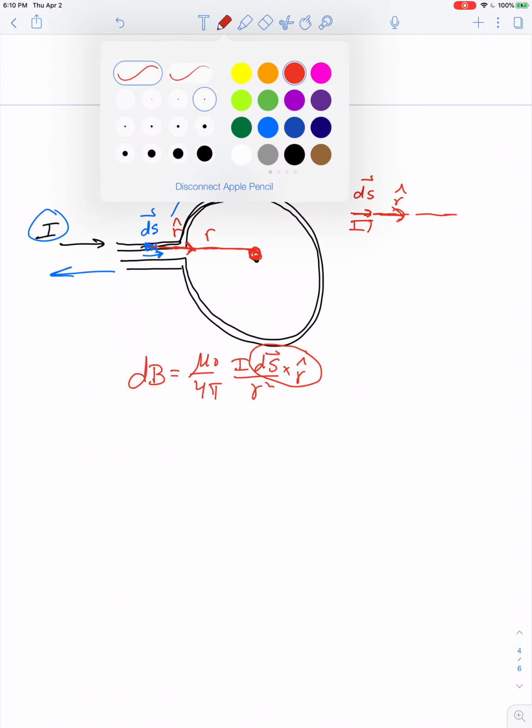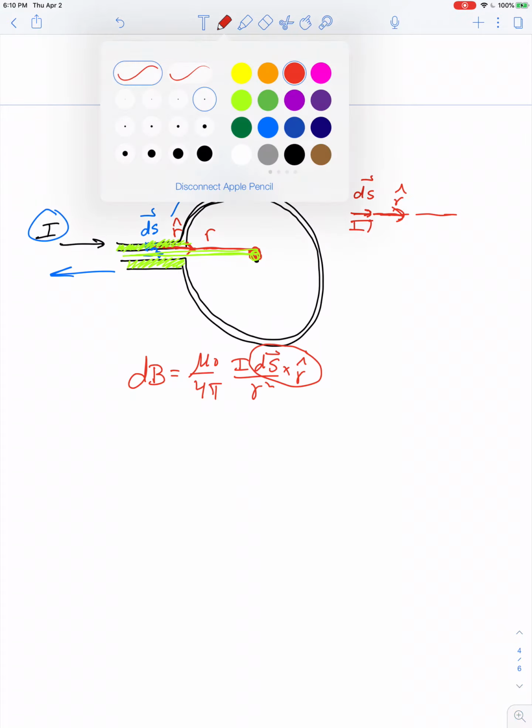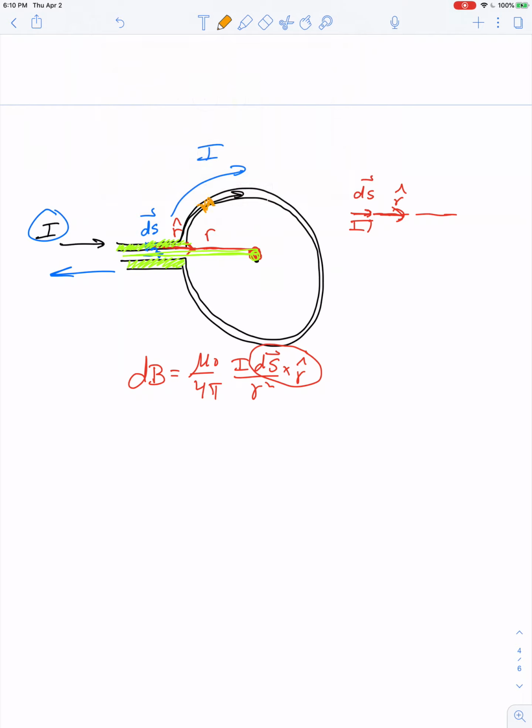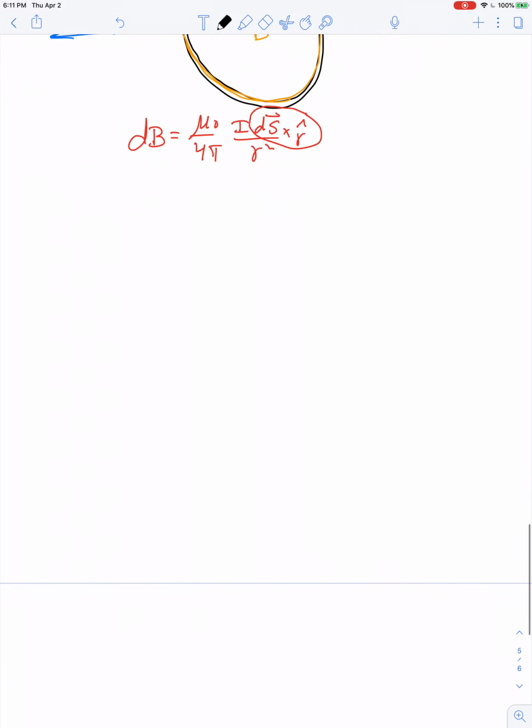So all I'm really trying to express is that this part of the wire and this part of the wire, because they're in line with the radius, contribute nothing to the magnetic field at the center of the loop. So it's only this segment ds, or this segment ds, or this segment ds, right? Basically, any of this part of the loop is going to contribute to the magnetic field at the center. So how about I draw again and we focus on one of those little segments of the wire.